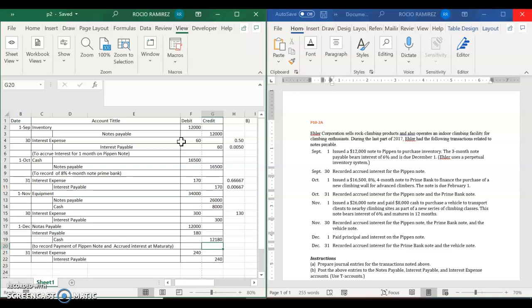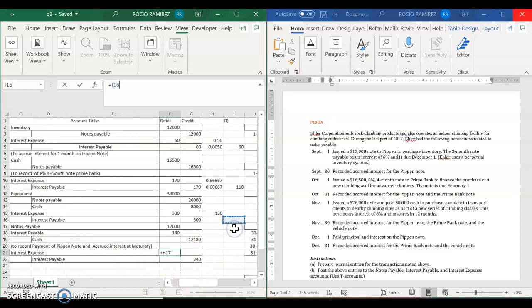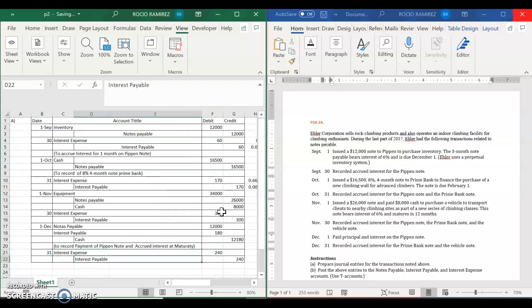And the last one says record accrued interest for the prime bank note and the vehicle note. So in this case, we are going to record the accrued interest. So we are going to increase interest expense. We are going to sum just 2 notes because we already paid the other one. This is going to be the prime bank amount plus the vehicle interest. So we have 240 for interest expense, and we are going to credit interest payable for 240. Okay, so these are all the transactions.